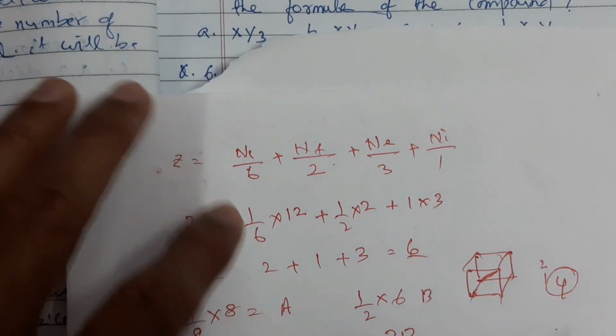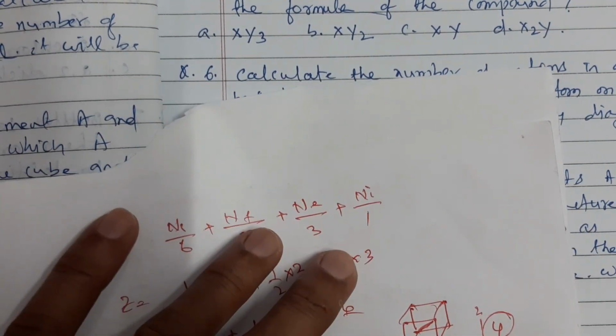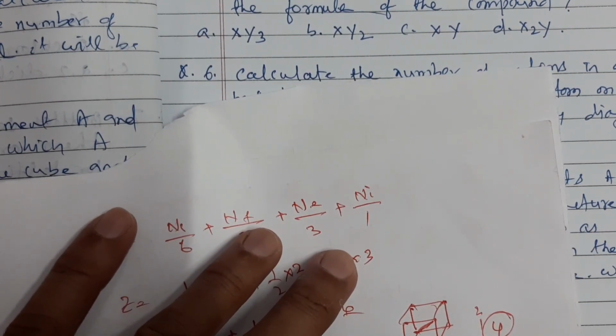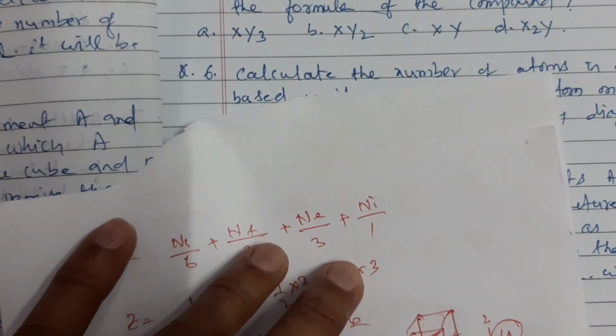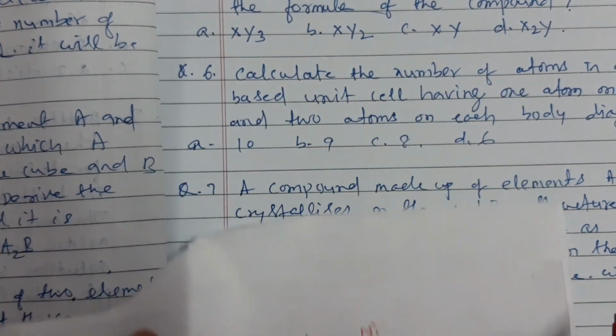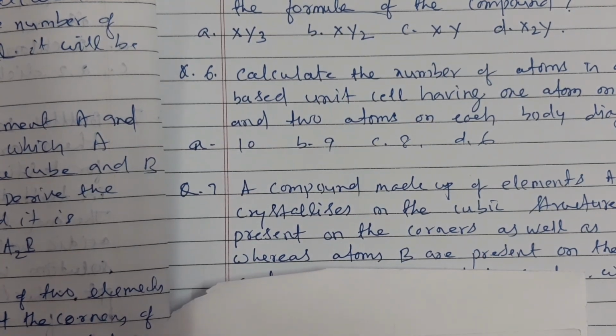In one diagonal you are taking 2, so for 4 it is 4 multiplied by 2, so it is 8. And at the corners you are getting 1 by 8 multiplied by 8, which is 1. So 8 plus 1 is 9. So choice B is the correct answer. Do you understand?